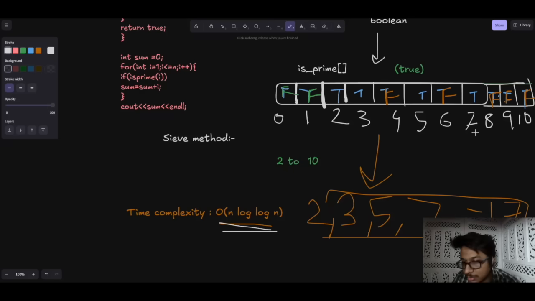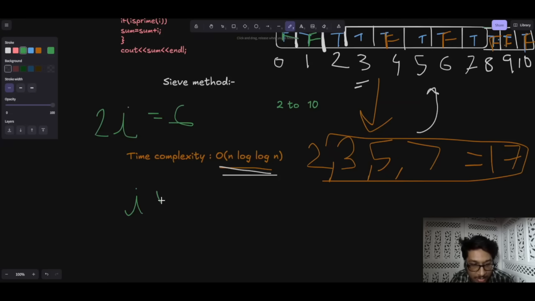It's because if you noticed at this particular example, whenever I marked all the multiples of 2, the prime number, I had marked what? 4, 6, 8 and 10 as false. Okay. Now for 3, then I went to 3. For 3, I do not need to start from 6. I do not need to start from 2i, 2 multiplied by i. I do not need to start from 6. Rather, it's completely fine if I start from i square, which is 9.